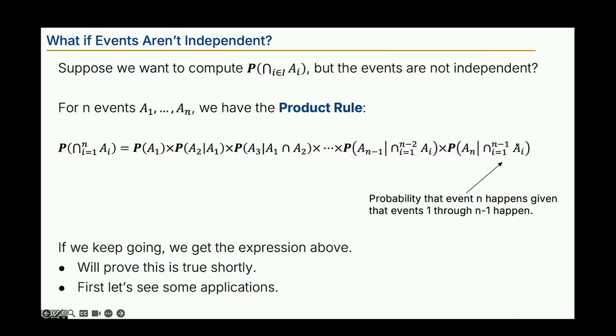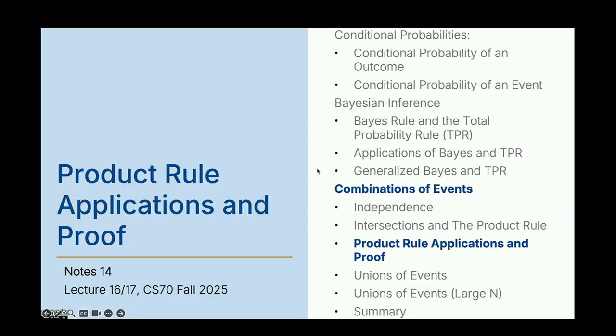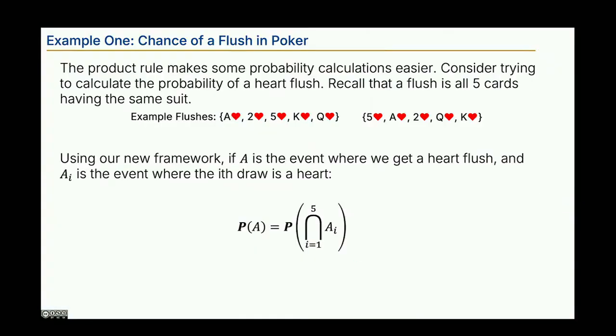We're going to prove this in a bit, but first I want to get some familiarity with what it is before I prove that it is true. So this is the product rule, which we were partially done with in the previous lecture. And so I'm going to show you why this might be useful. Let's imagine we want to know the probability that we have a flush of hearts. Okay, so these are example heart flushes. And we already saw how to do that before. What did we do? We counted all the ways to get a heart flush, and we divided by what?